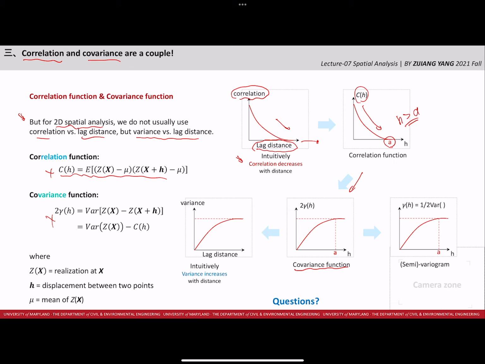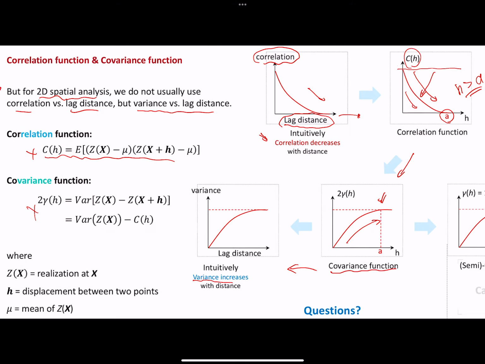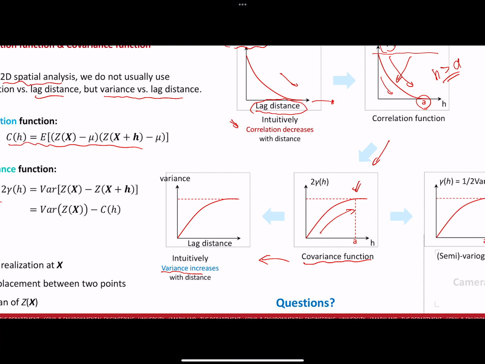The covariance function is just like we use a constant minus this curve, and then we will get this curve. So the correlation function decreases with distance, but for the covariance function, the covariance increases with distance. And this is the only difference. For the covariance function, intuitively, we can consider it as the variance increasing with distance.